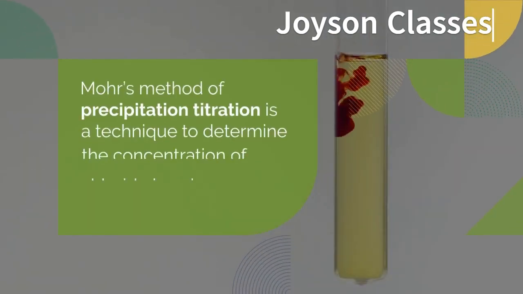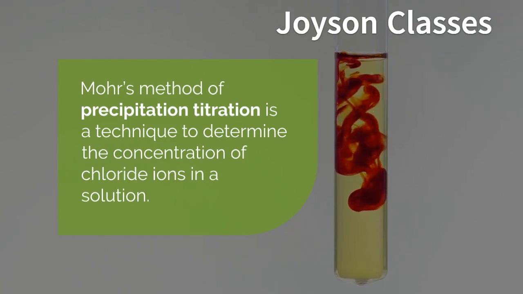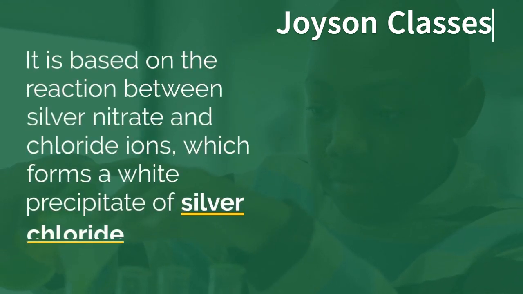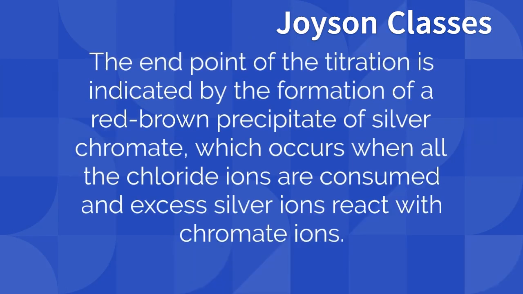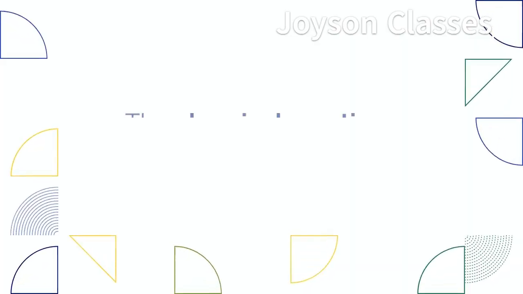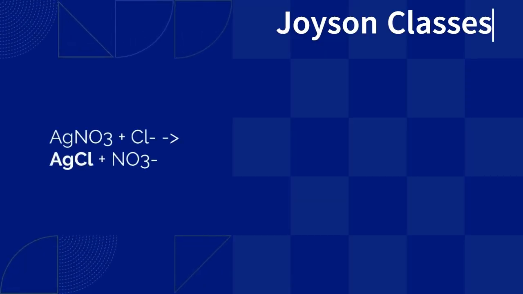Mohr's method of precipitation titration is a technique to determine the concentration of chloride ions in a solution. It is based on the reaction between silver nitrate and chloride ions, which forms a white precipitate of silver chloride. The end point of the titration is indicated by the formation of a red-brown precipitate of silver chromate, which occurs when all the chloride ions are consumed and excess silver ions react with chromate ions. The chemical reactions involved in this titration are AgNO3 plus Cl gives AgCl plus NO3.